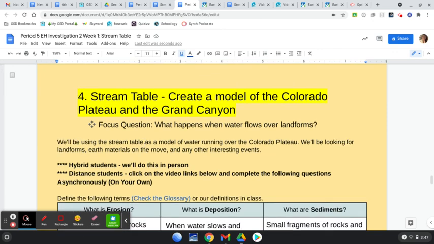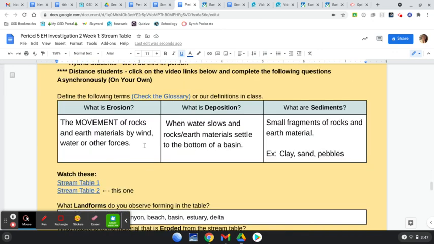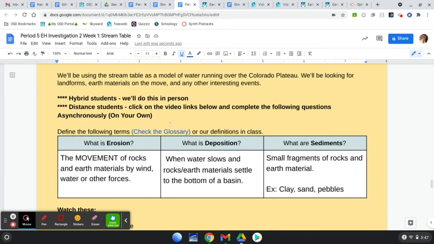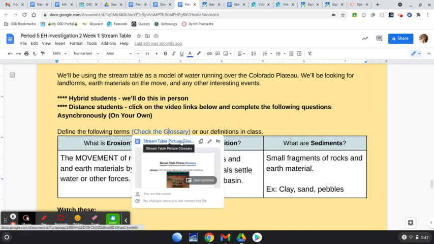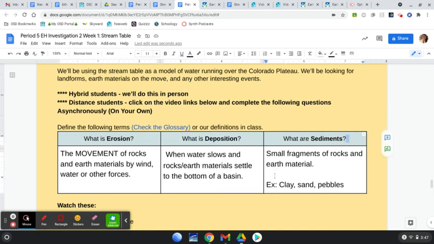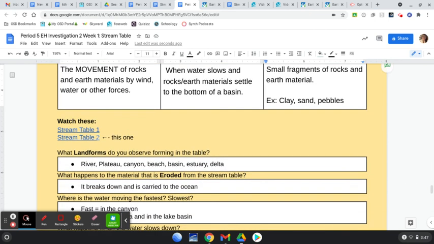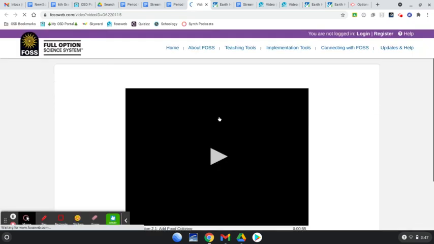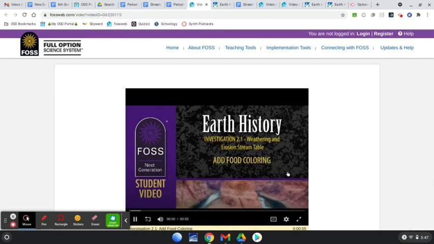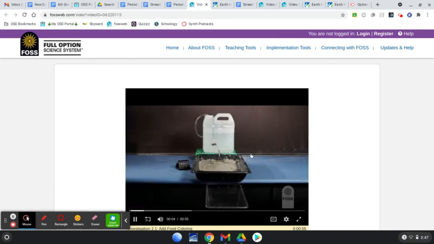And finally, the stream table, the model of the Colorado Plateau. First, we got our definitions by using this glossary. Once again, just copied and pasted the definitions in. Then we watched this video, or we did the actual stream table in person. And we're looking for landforms.